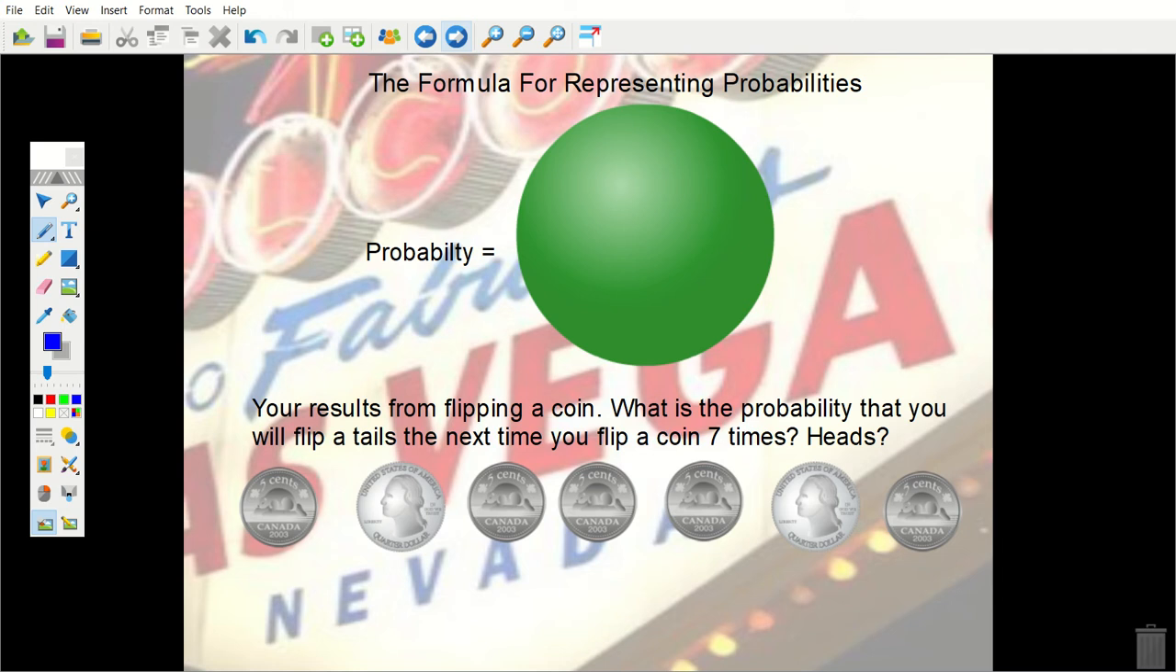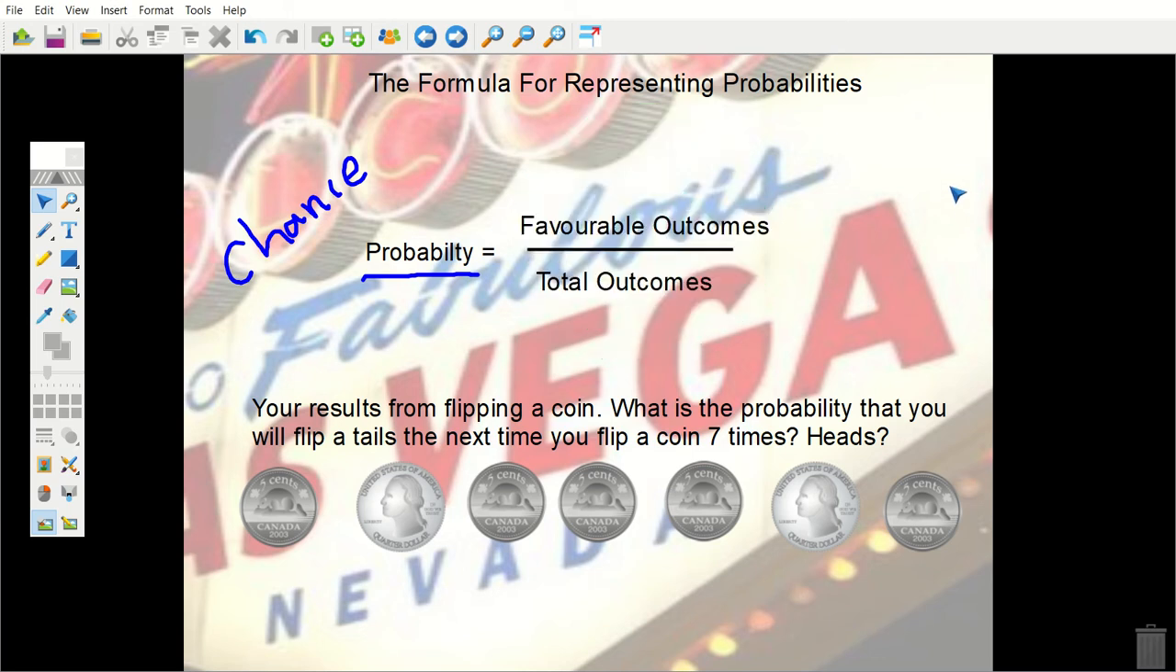So, first we're going to look at the formula for representing probabilities, but prior to that, we kind of have to operationalize what probability means. Now, probability means chance. So what is the chance of something occurring is the same thing as saying what is the probability of something occurring. And there is a formula that we use for probability every time. Now that formula is total number of favorable outcomes versus the overall total outcomes.